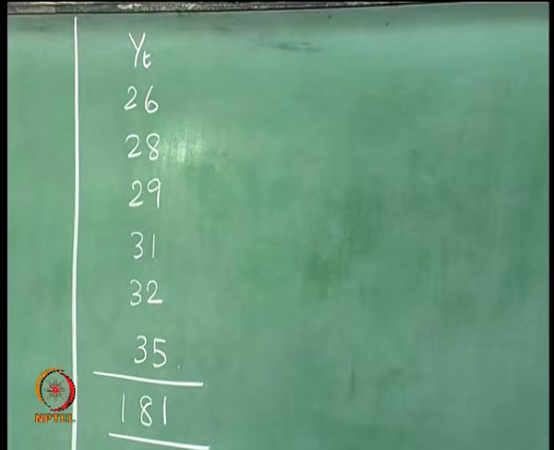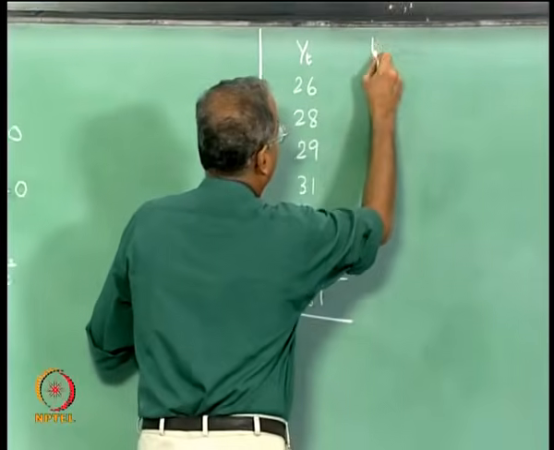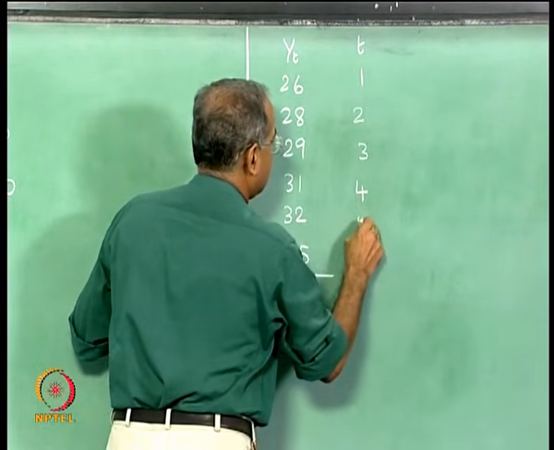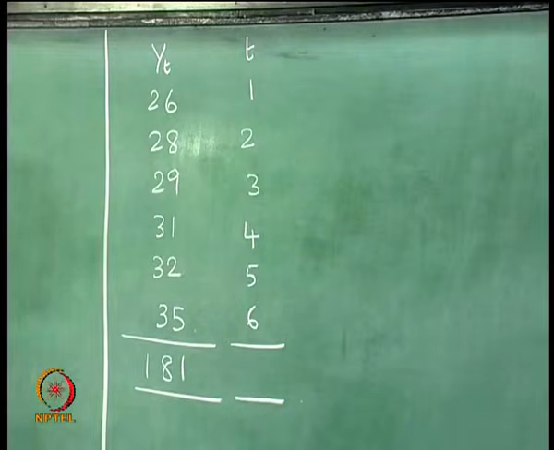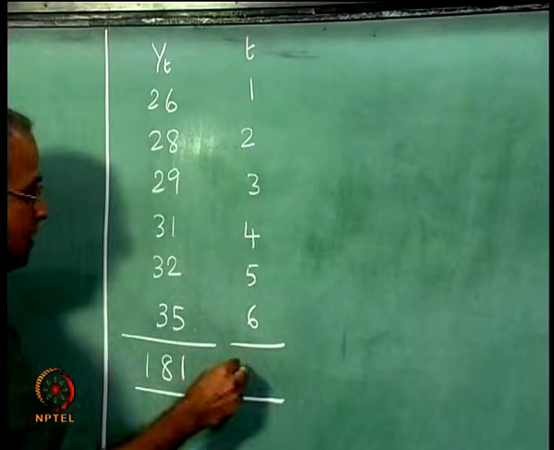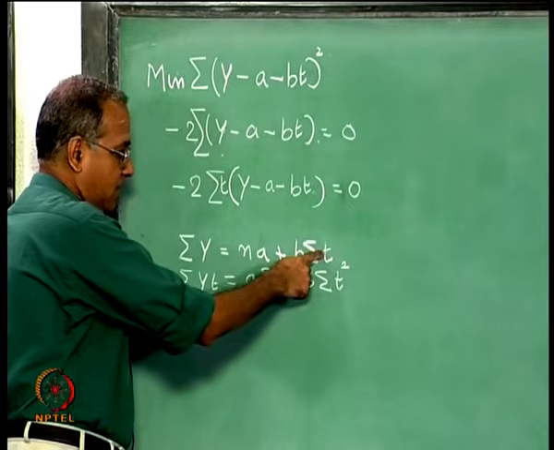So, this term we have written. We need B sigma t. So, t is 1, 2, 3, 4, 5, 6. So, this is 3 plus 3, 6 plus 4, 10, 15 plus 6, 21. So, we have this term B sigma t.